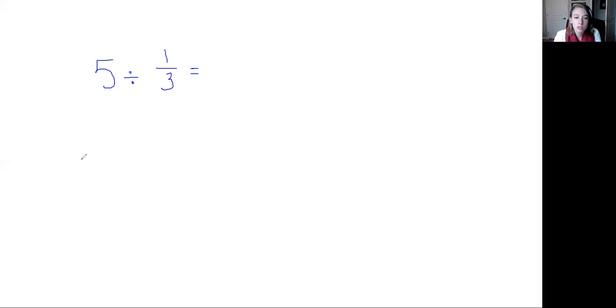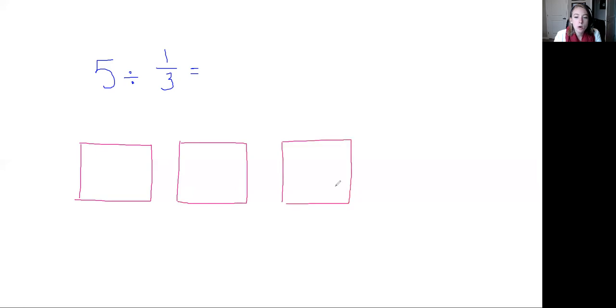I love drawing models to figure these fraction problems out. So I'm going to draw 5 squares. I know it would probably be more realistic to draw circles since we're talking about pizzas, but I like the square model because it's easier to partition into thirds, and thirds on a circle is pretty hard. Okay, so we have our 5 wholes, or our 5 pizzas. Maybe they're square pizzas. I've seen those before.